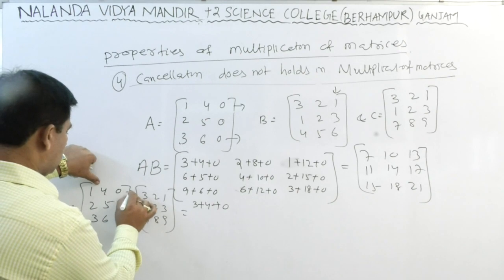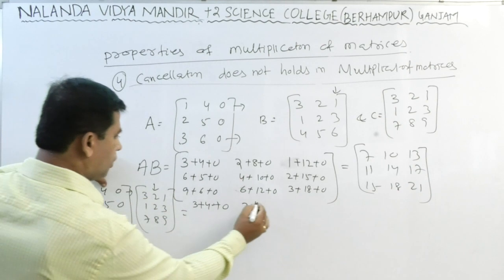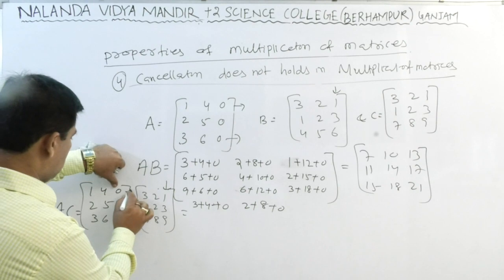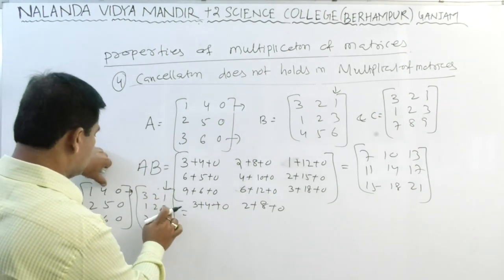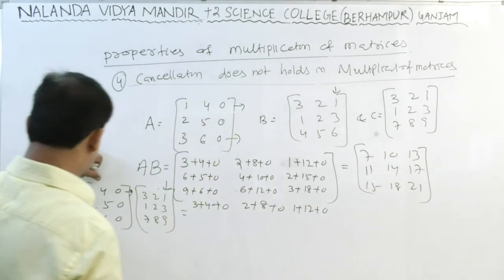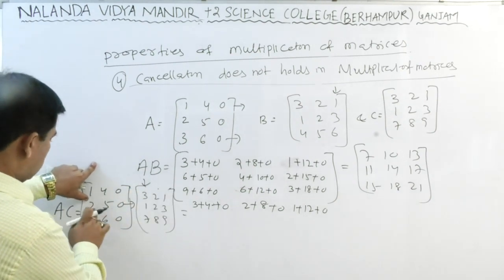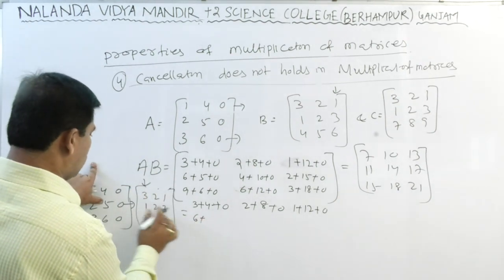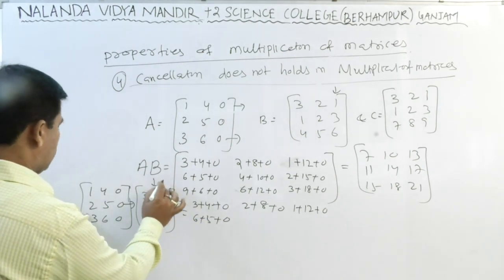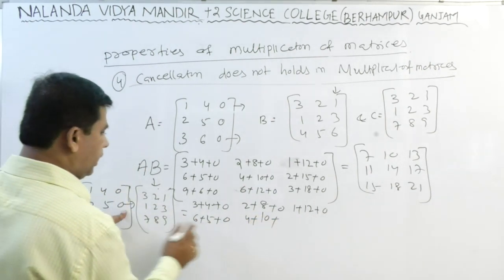First row, second column: 1 into 2, 2, plus 4 into 2, 8, plus 0. First row, third column: 1 into 1, 1, plus 4 into 3, 12, plus 0. Then second row, first column: 2 into 3, 6, plus 5 into 1, 5, plus 0 into 7, 0. Second row, second column: 2 into 2, 4, plus 5 into 2, 10, plus 0 into 8, 0.